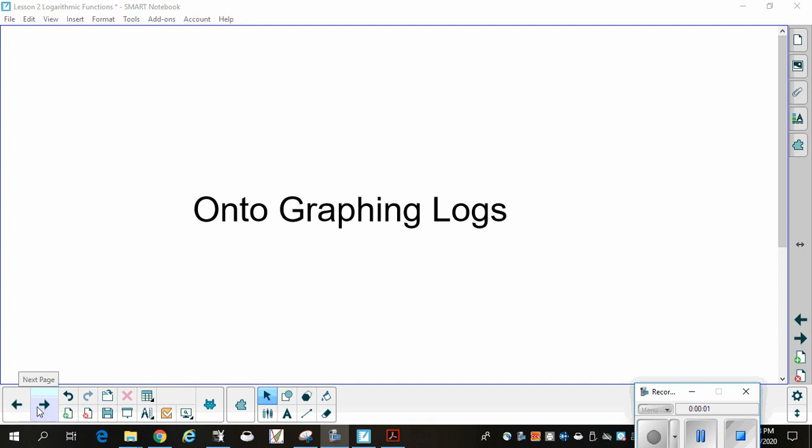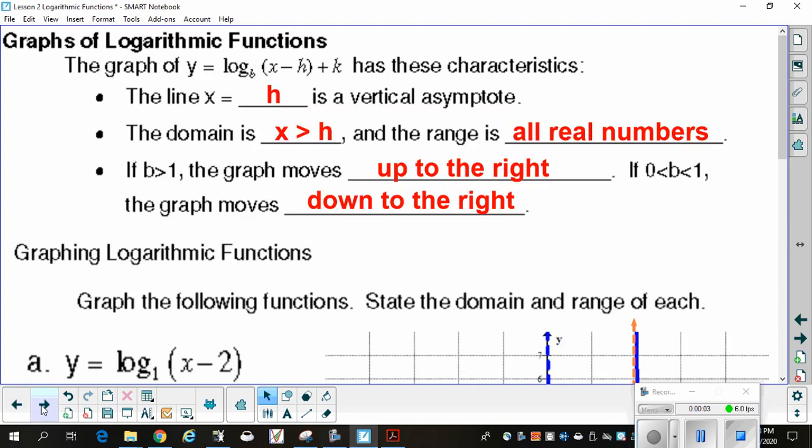This is really going to be short because we're not going to beat a dead horse, if you will. We're going to look at graphing logarithmic functions. We have log base b of x minus h, plus k. You could also put an a out here and have a vertical stretch or compress.